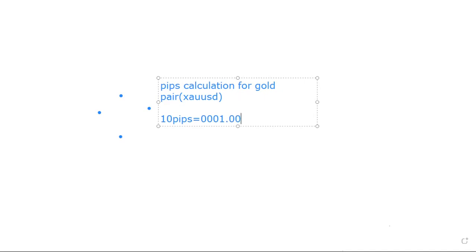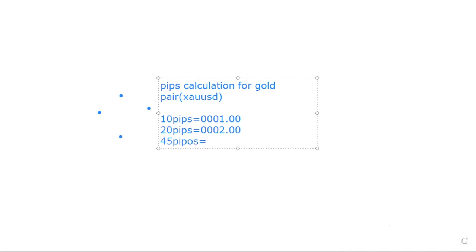It's like the opposite. The point came after the 1. Can you notice that three zeros followed by 1 before the 0, 0? That's 10 pips for gold. Please, at this point, write this down, because if you're following me later and I'm taking a lot of gold trades, you won't be lost. 20 pips on gold will be what? That's going to be 0002.00. Good.